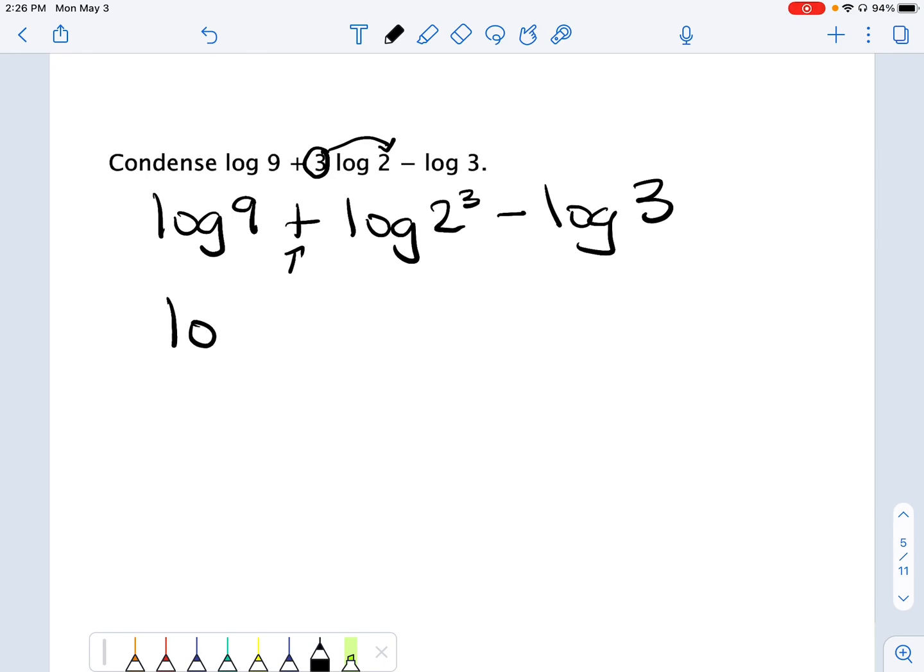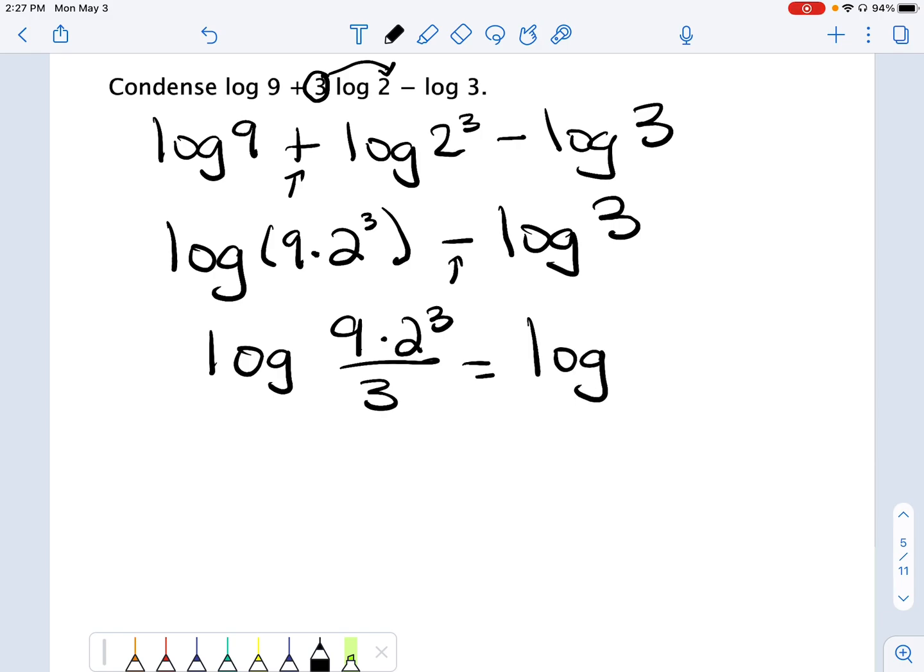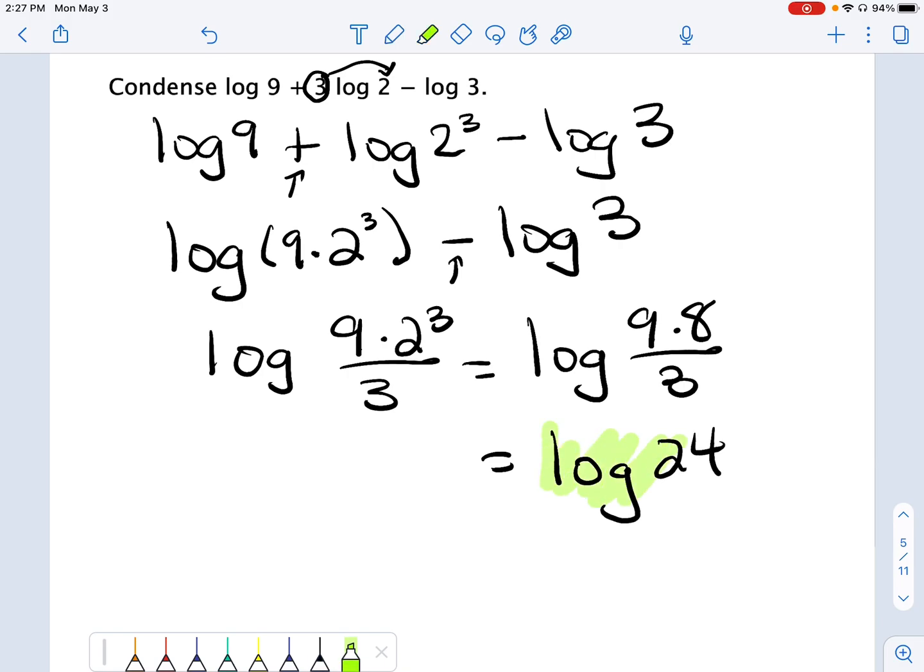So that's going to turn into a multiplication. Log of 9 times 2 to the 3rd power minus log of 3. Last thing is notice the subtraction. It's going to change to division. So the log of 9 times 2 to the 3rd power, all of that divided by 3, and you want to simplify that into log of 9 times 8 over 3, and again, final answer would be log of 24. So you got to make sure you simplify it all the way through.